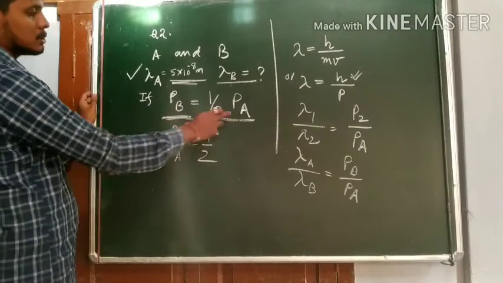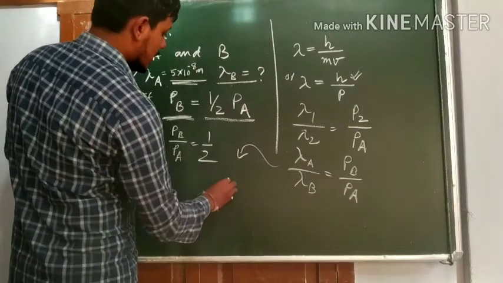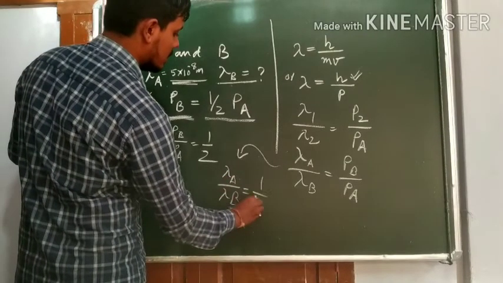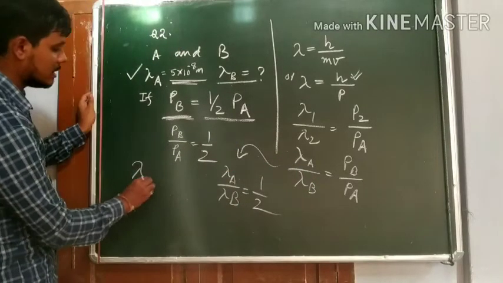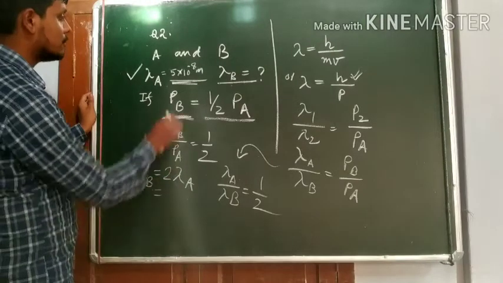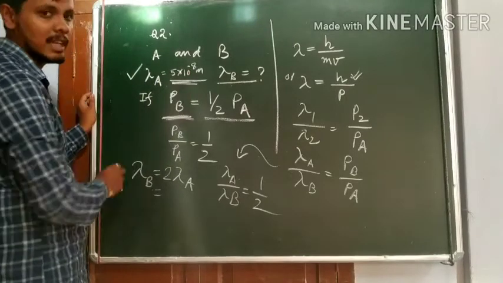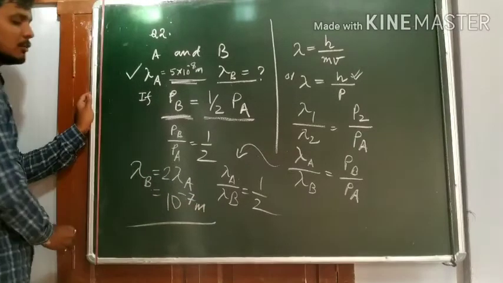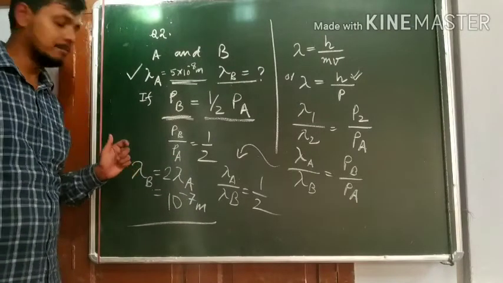So pB equals half pA, that means pB by pA equals 1 by 2. So here I can write lambda A by lambda B equals 1 by 2. In that way we can have lambda B equals twice lambda A. So what is lambda A? 5 into 10 to the power minus 8 meter. If we multiply it by 2, then we get 10 into 10 to the power minus 8 meter, which is equal to 10 to the power minus 7 meter. So this is the wavelength of particle B, which we calculated using the de Broglie relation.